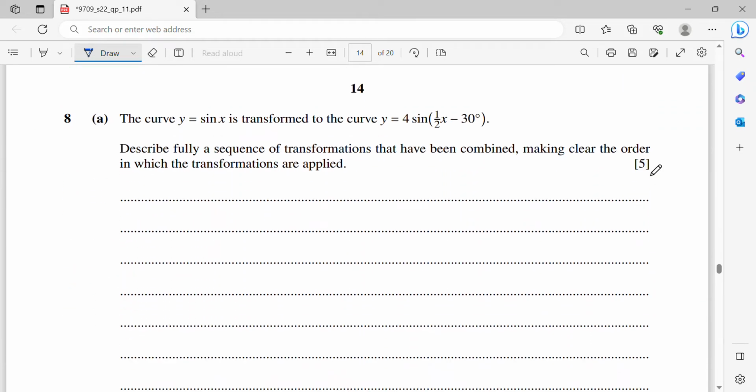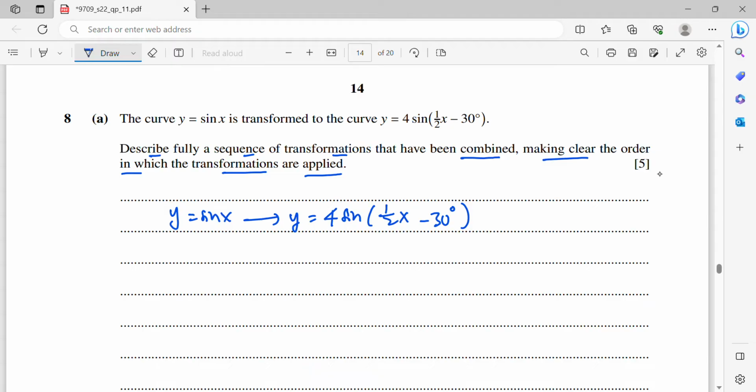Okay, next question, number 8. The curve y equals to sine x is transformed to the graph y equals to 4 sine half x minus 30 degrees. Describe fully a sequence of transformations that have been combined, making clear the order in which the transformations are applied. Okay, so now, y equals to sine x, you transform to y equals to 4 sine half x minus 30 degrees.